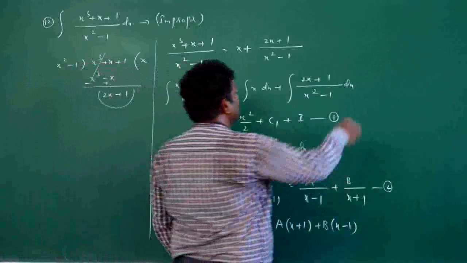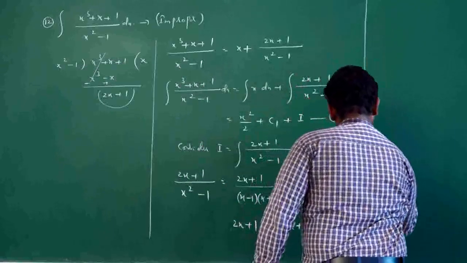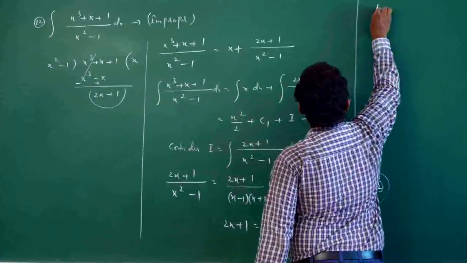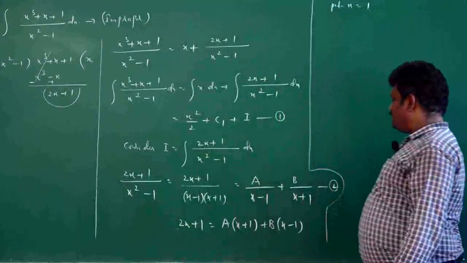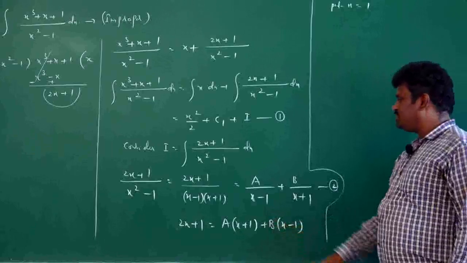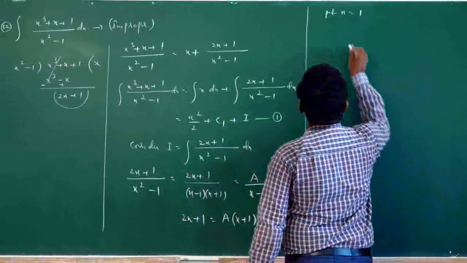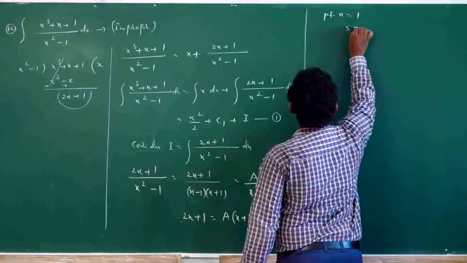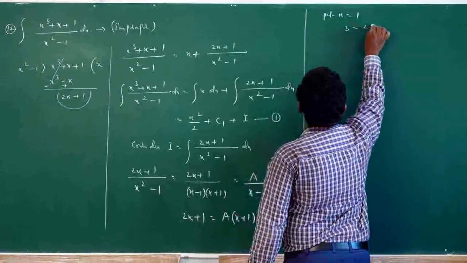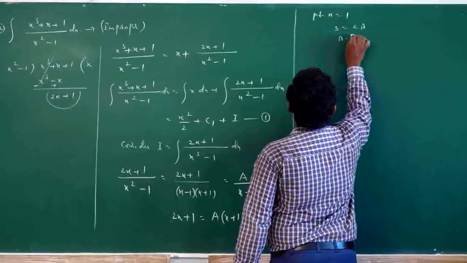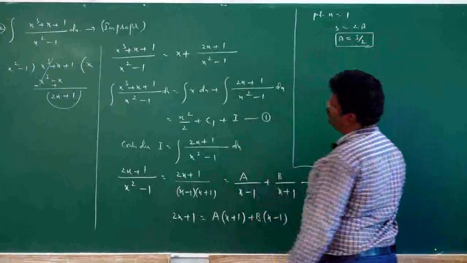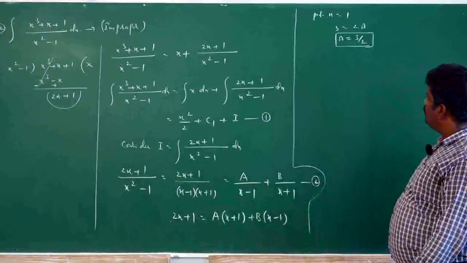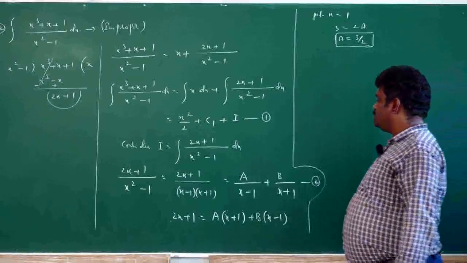Now in that equation, substitute values. First put x equal to 1. Then x minus 1 is 0, so that term is eliminated. Here 2 plus 1 is 3 on this side. 3 is equal to (1 plus 1) a, that is 2a. So a is equal to 3 by 2.